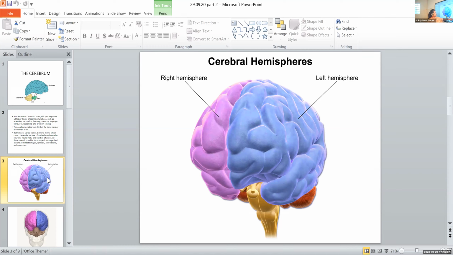Are you familiar with this? The two hemispheres of the brain. Have you studied this in science? Yes. Okay. Which are the two hemispheres, Amal?